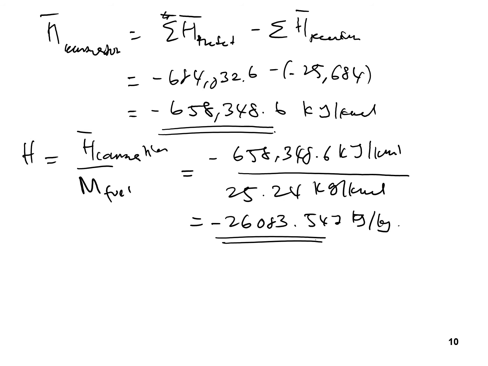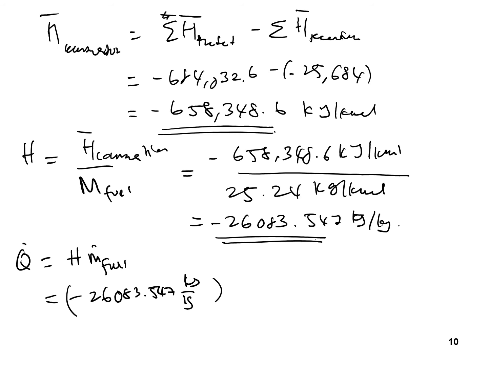So Q dot is equal to H times m dot fuel, which is minus 26,083.547 kilojoule per kilogram times 10.03 gram per second. One kilogram equals 1000 grams, so times 10.03 divided by 1000, which is 261.61 kilowatt.